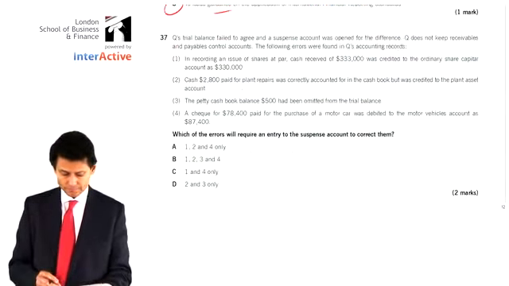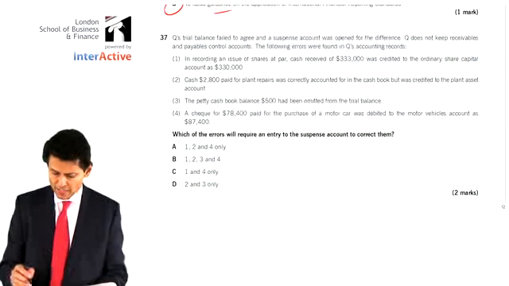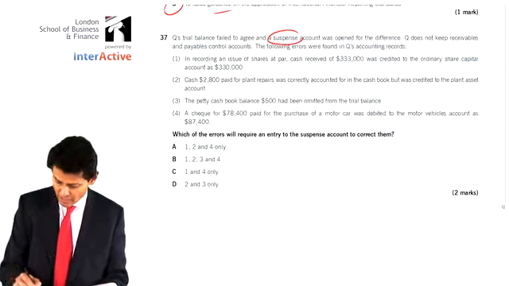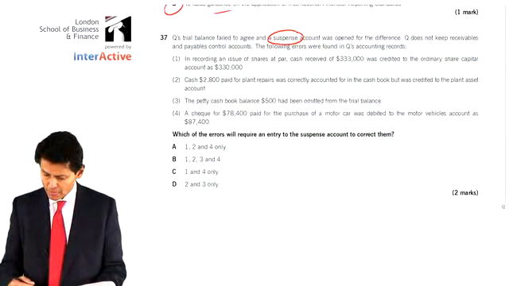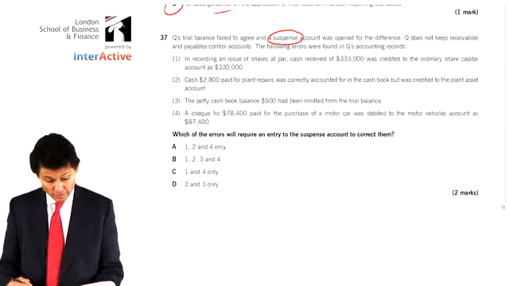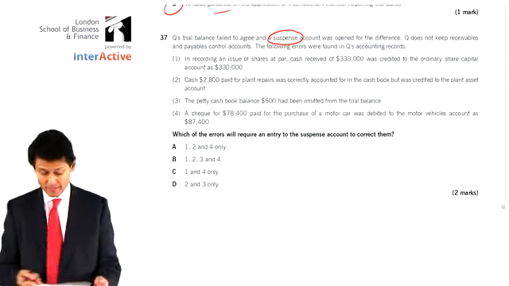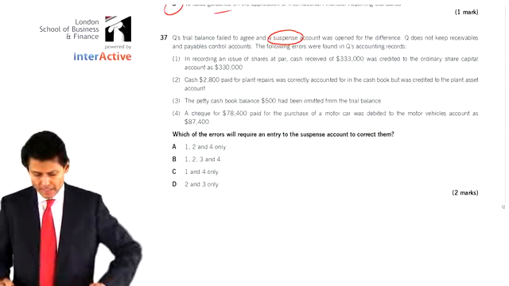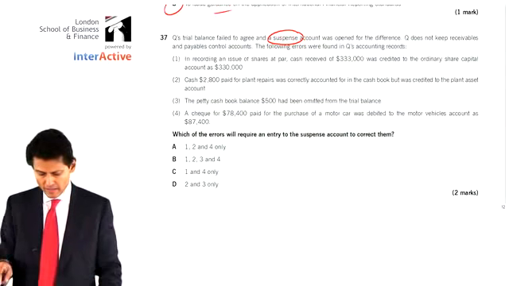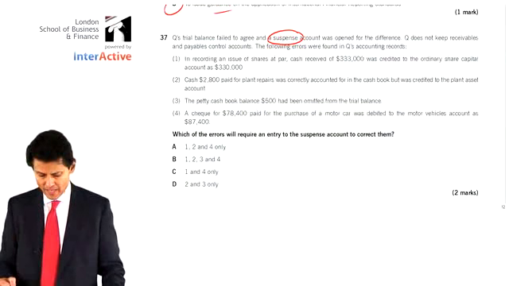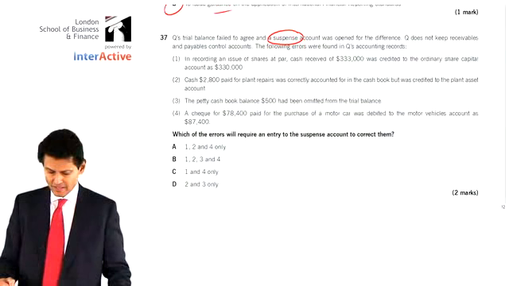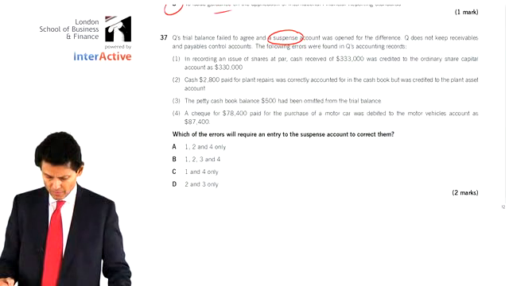Right, let's read on. Q's trial balance failed to agree and a suspense account was set up, as you'd imagine. Q does not keep receivables and payables control accounts. The following errors were found in Q's accounting records. In recording an issue of shares at par, cash received at $333,000 was credited to the ordinary share capital account as $330,000.